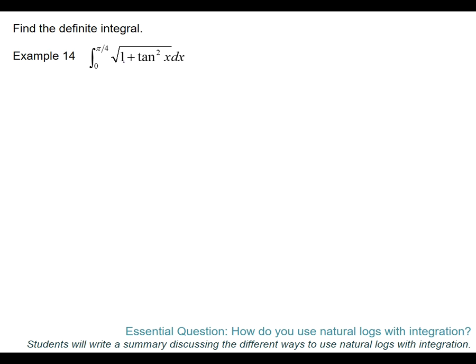But I seem to remember from math analysis, 1 plus tangent squared is something. What is it? It's secant squared. And look at that, I can take the square root of secant squared, can't I? What's the square root of secant squared? Secant.